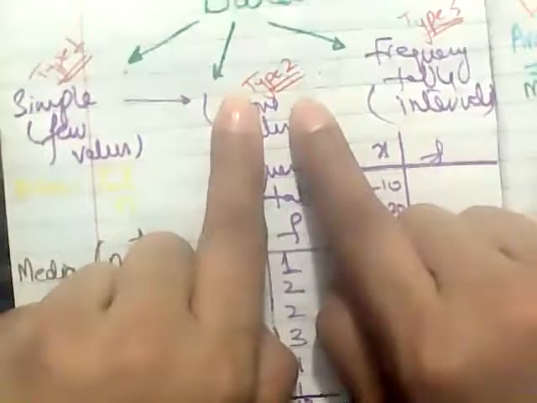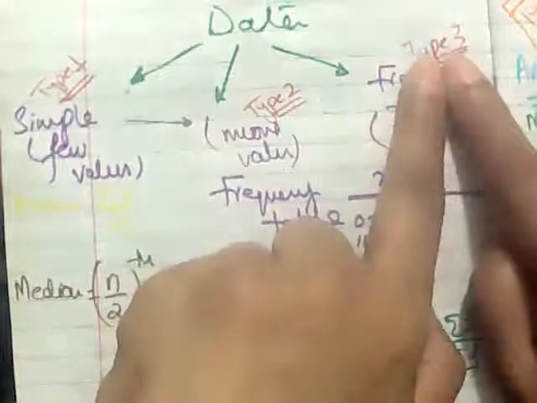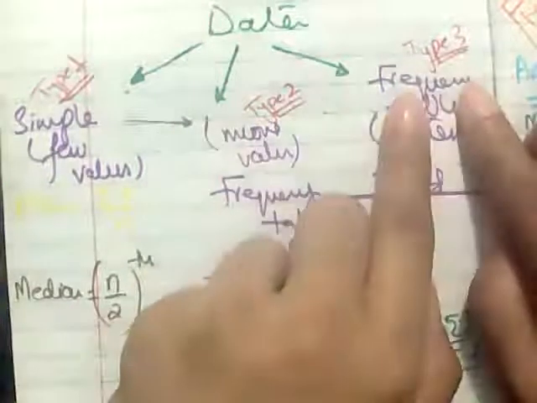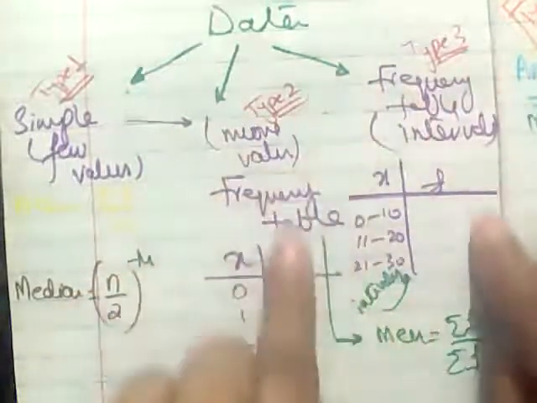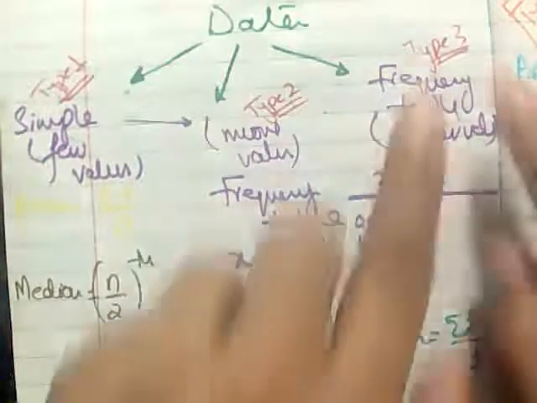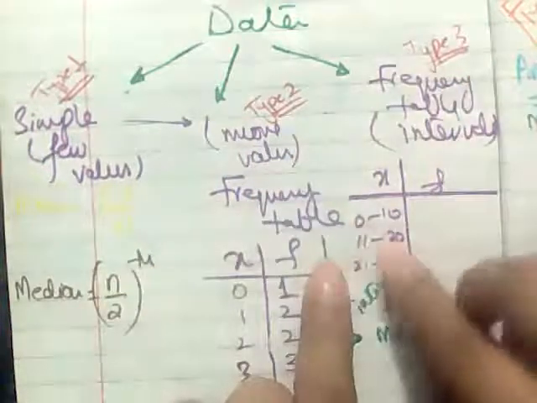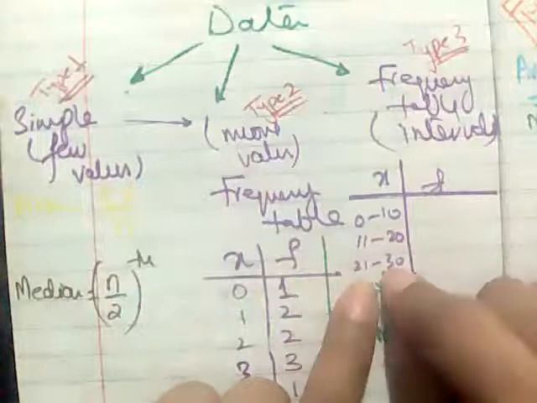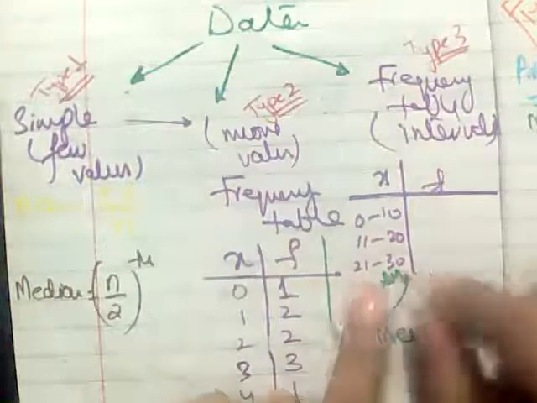All right. And what is type 3? Type 3 is if the same data is displayed, how? Is displayed in the interval form. See, I again tell you.